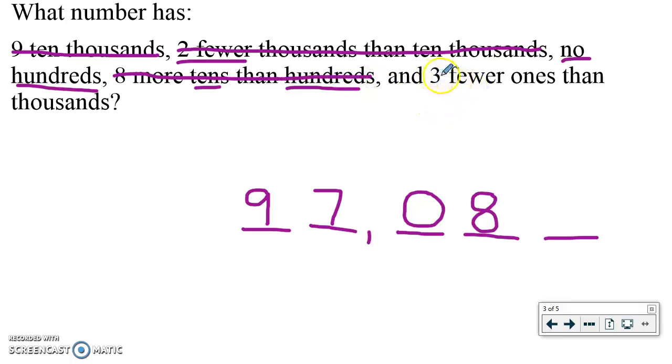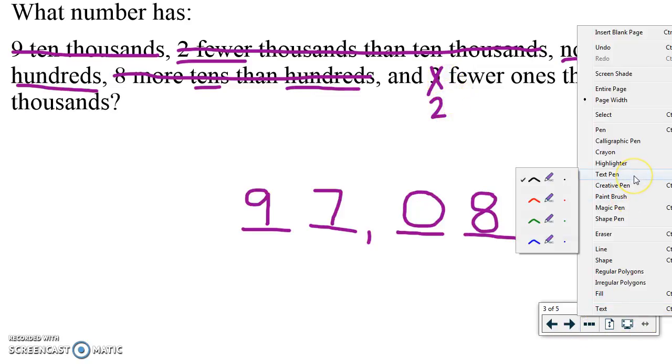And the last one, 3 fewer ones than thousands. So now the ones place is actually being compared way over here to the thousands. This isn't going to work. We made a mistake on this. We can't do that because that would give us a 2-digit number. That'd be 10. We can't do that. So let's change this to say 2. Oh, wait. I'm getting all mixed up. See, teachers make mistakes too.